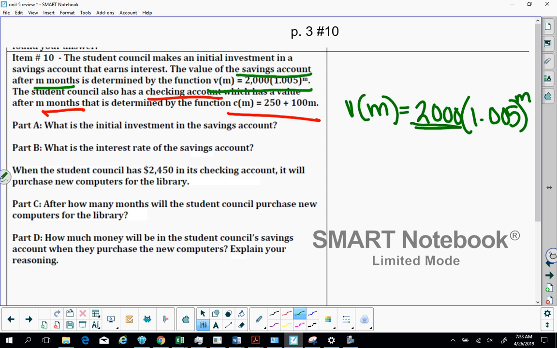It's also, if I were to put that into table, so my x is 0, my y-intercept. So my initial amount here would be $2,000. That's how much they put in. You also can just literally put that into table. It's when your x equals 0.